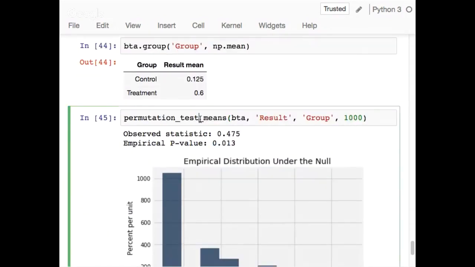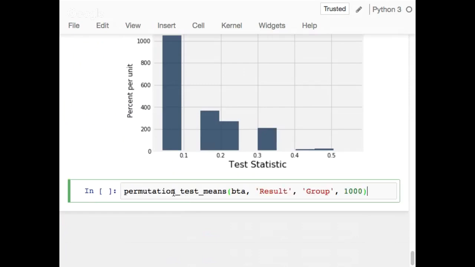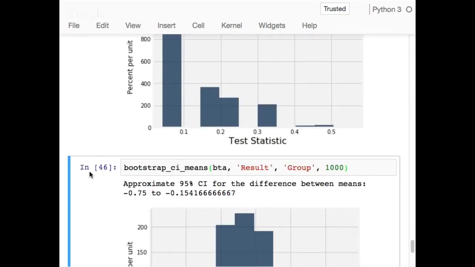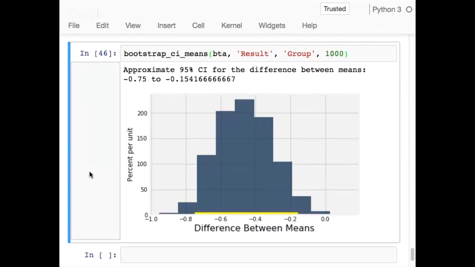And then we can do the bootstrap confidence interval. Here's a bootstrap confidence interval for a difference. And we can see here that the confidence interval goes from negative 0.75 to negative 1.15.